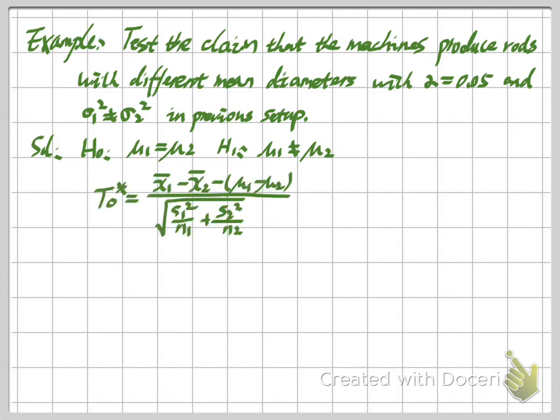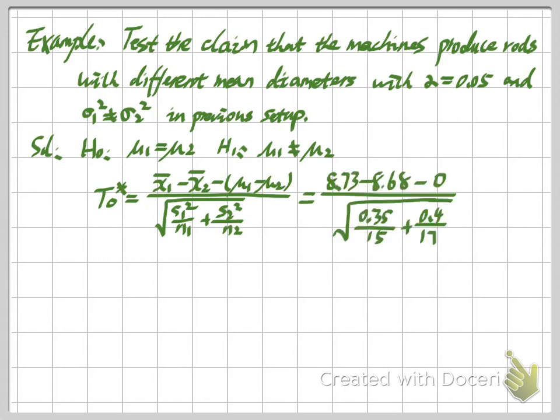So now we need to plug in the values of our x1 bar, x2 bar, and S1, S2, N1, N2 in our equation. Because we assume H0 is true, right? So that's why mu1 minus mu2 is equal to 0. And then we plug in all the values here, and by calculator we'll have the answer of 0.231. So this is the value of our t-test.